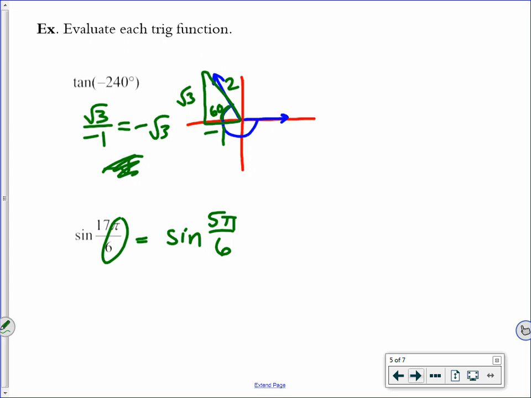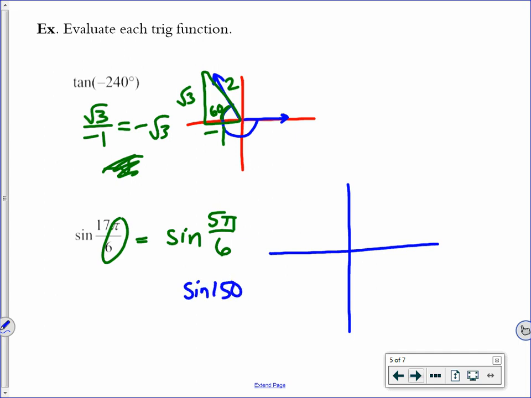The angles are in the same place. It's just one full circle later. So rather than trying to figure out what 17 times 30 is in my head, I'm just going to do 5 30-degree angles, because I can figure out where that is pretty easily, right? 30, 60, 90, and then 120, 150. So this is the sine of 150 degrees.